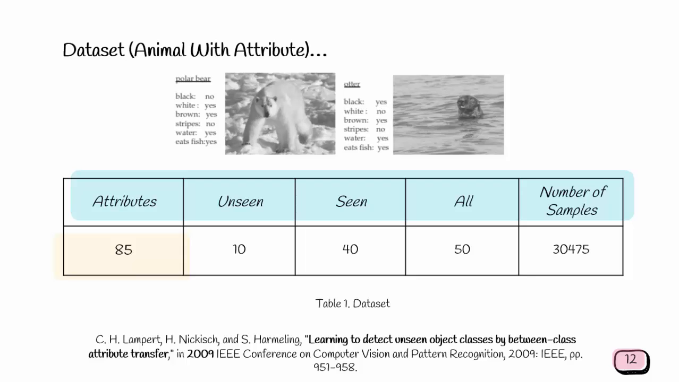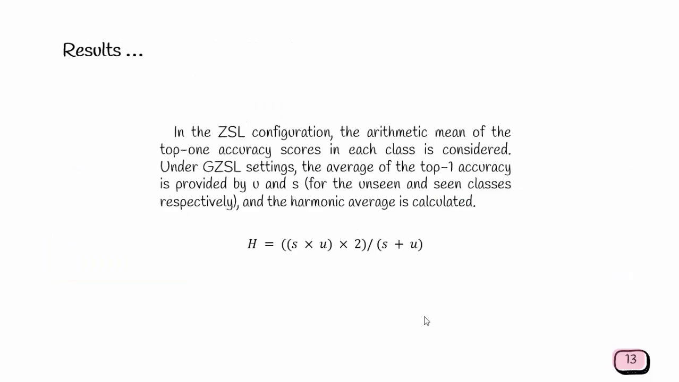Dataset: Animals with Attributes. A collection of images representing 50 different animal classes and 85 attributes is called Animals with Attributes, or AWA. This table contains the details for the dataset. For feature extraction, a ResNet pre-trained on ImageNet is used. Also, the generalized ZSL setting uses 13 testing classes and 27 training classes.